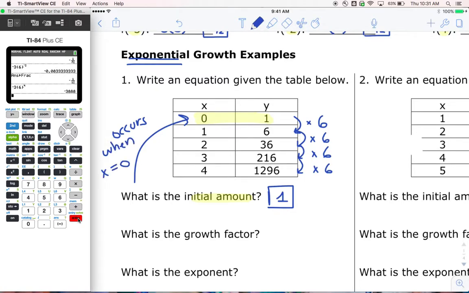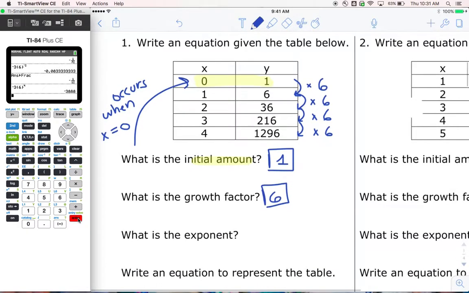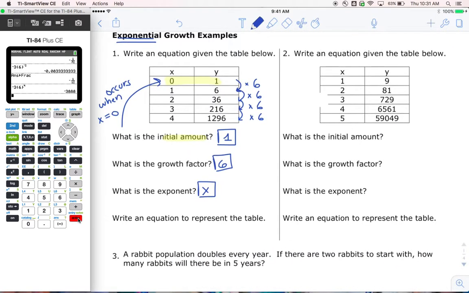My growth factor is just 6 because we're multiplying by 6 each time. I'm going to use x for my exponent, and so my equation, right, y equals ab to the x. A is my initial amount, so 1 goes in the front. My growth factor, b, is 6, and then to the power of x. Make sure your handwriting is good enough so that you can tell it's an exponent, right? It's smaller, it's also written up higher.